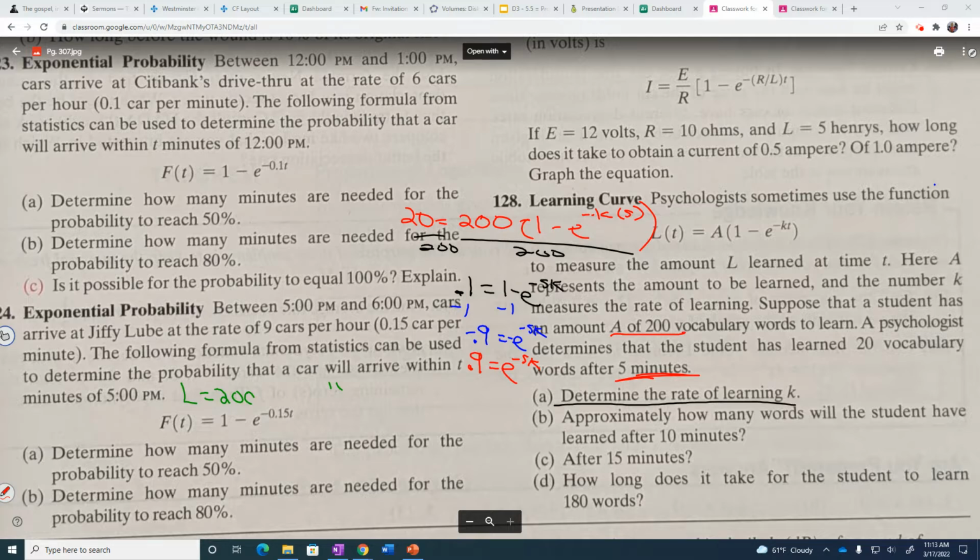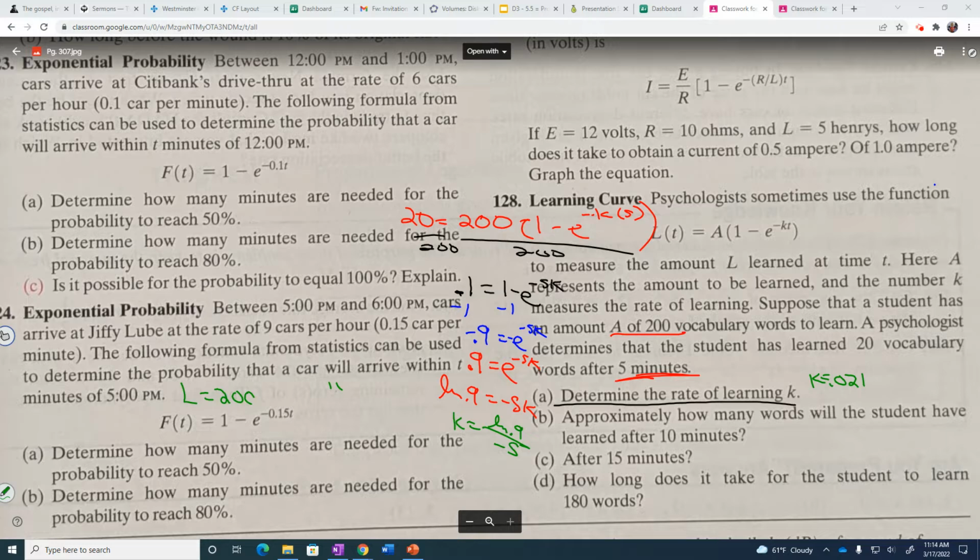And then natural log. Natural log of 0.9 is negative 5k, and then we divide. k is natural log of 0.9 divided by negative 5. That's your k. That's the first step and the hardest step there. That gets you 0.021. Okay.